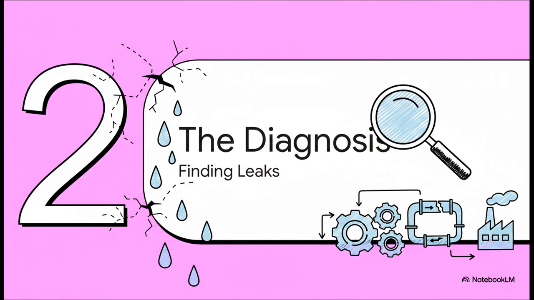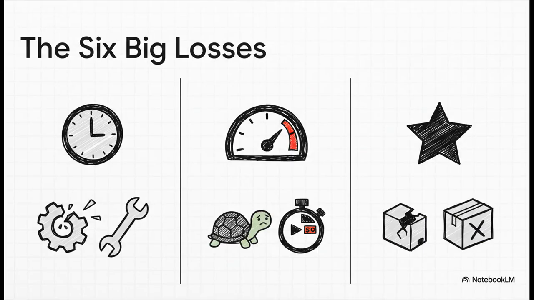So you see, OEE isn't just about getting a grade. It's a diagnostic tool. It's like an MRI for your production line that helps you find exactly where your productivity is leaking out. Let's dig into how it does that. Basically, OEE helps you sort all your production losses into what are known as the 6 big losses. And you can see how they map perfectly to our 3 factors.